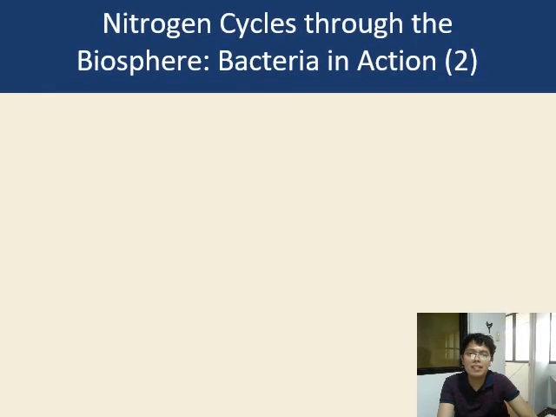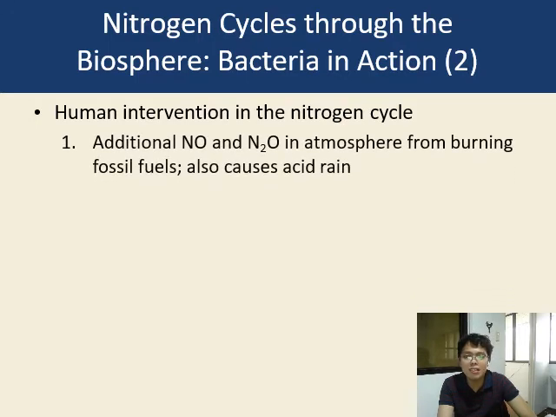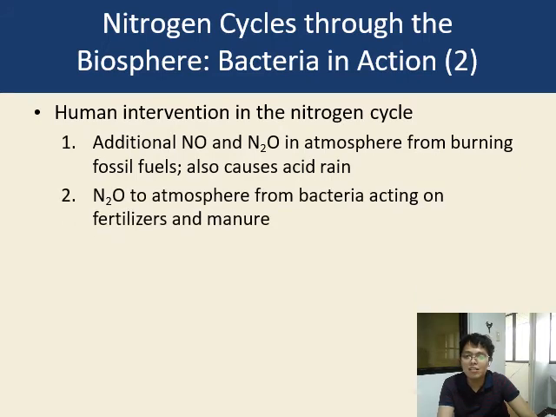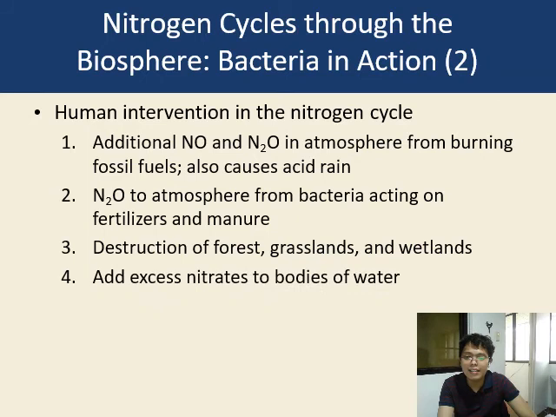Another one is the human intervention in the nitrogen cycle. This could be additional nitrogen oxide in the atmosphere from burning of fossil fuels, which could also lead to acid rain, and N2O released to the atmosphere from bacteria acting on fertilizers and manure, and then destruction of forests, grasslands, and wetlands, which adds excess nitrates to bodies of water. And another one is the removal of nitrogen from the topsoil.